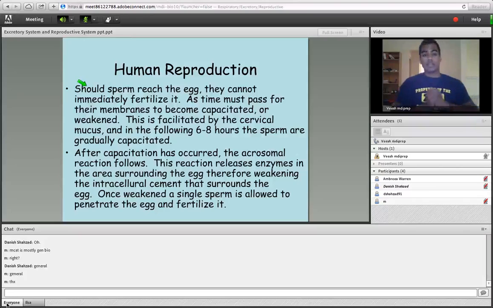Eventually, there's an acrosomal reaction. You don't need to know that name. What that does is release enzymes that surround the egg, and it ends up weakening the intracellular cement that surrounds the egg. Once that part is weakened, finally a sperm is allowed to enter the egg and fertilize it. So it's a whole long, complicated process.